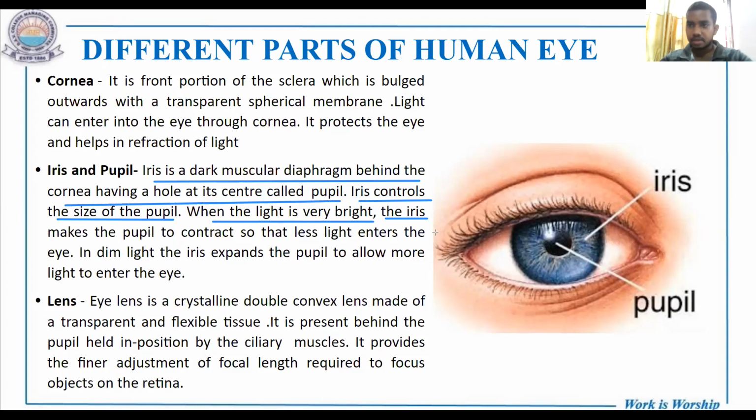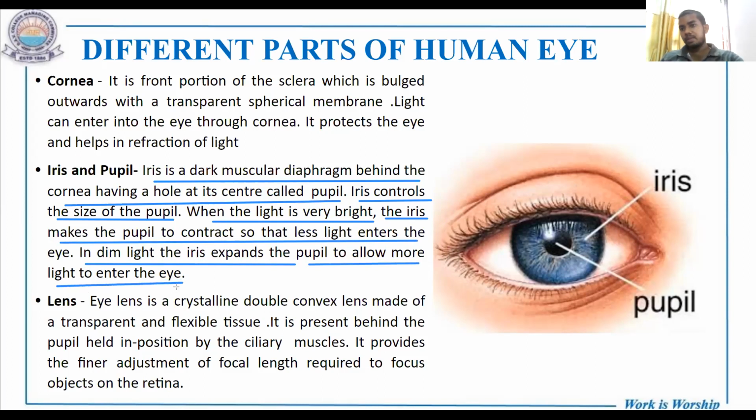When the light is very bright, the iris makes the pupil contract so that less light enters the eye. In dim light, the iris expands the pupil to allow more light to enter the eye. This is a phenomenon. The iris expands and contracts. As a result, the pupil also expands and contracts, and the amount of light entering our eye can be controlled. This is a short question that may be asked: the amount of light entering the eye is controlled by the size of the pupil.